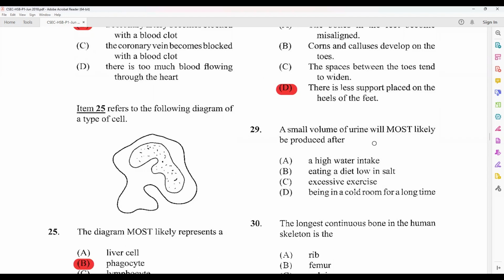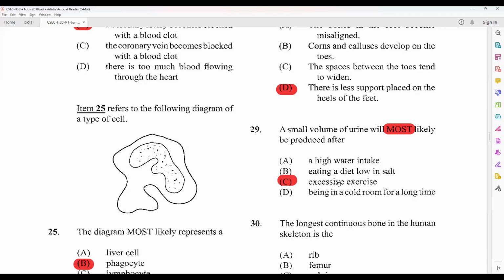A small volume of urine will most likely be produced after, and they ask you to fill in the rest, but we have identified the capitalized word, which is most. A high water intake, eating a diet low in salt, excessive exercise, being in a cold room for a long time. I think most of us have experienced these activities or these statements. And so the answer should be excessive exercise.